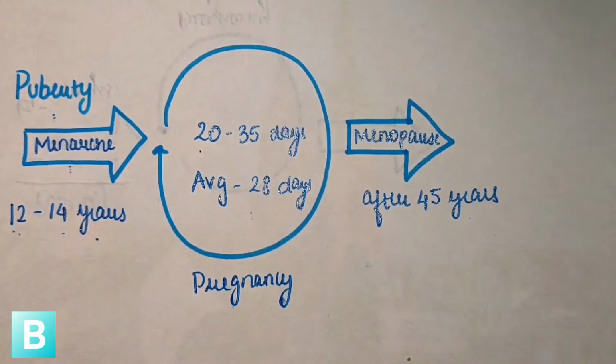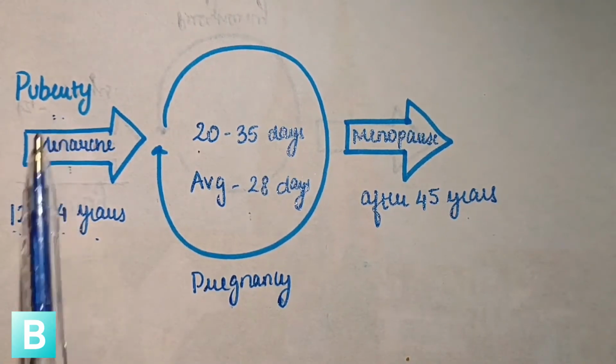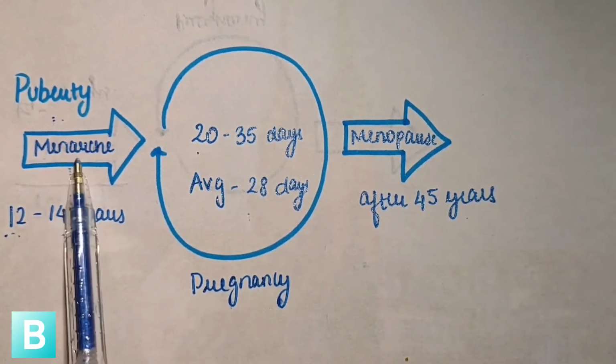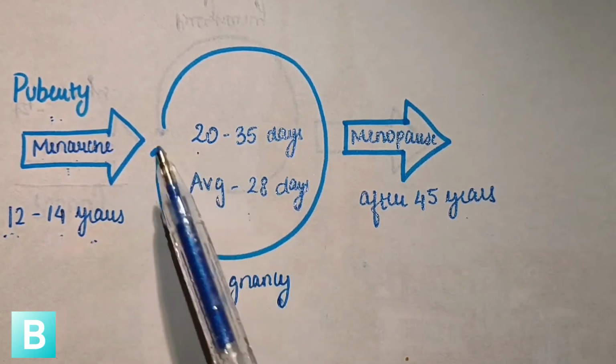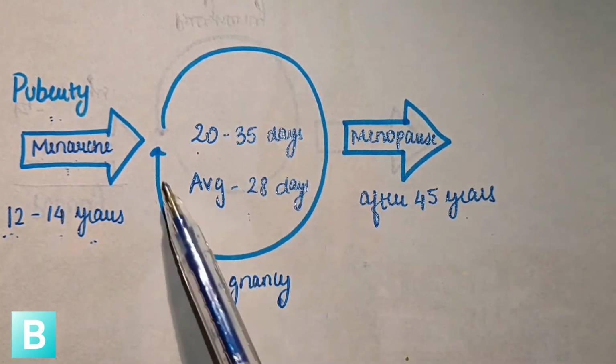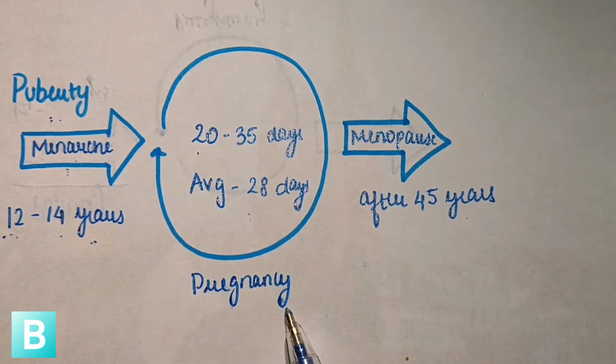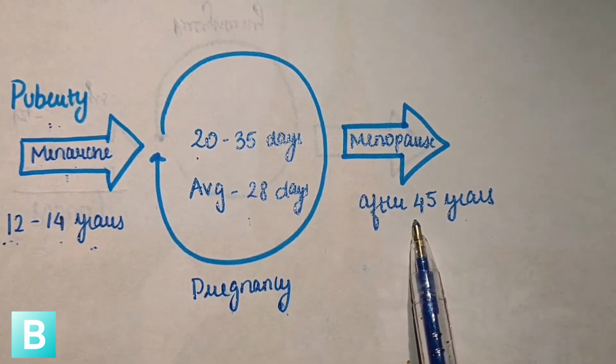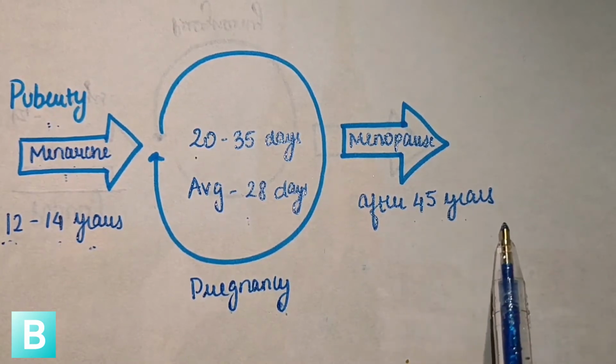We will see when the cycle begins. As the female reaches early adolescence as a part of puberty, that is between the age group of 12 to 14 years, it is referred to as menarche, the onset of the first menstrual period. Following menarche, the cycle reoccurs on a monthly basis, pausing only during pregnancy, until the female reaches menopause, that is after the age group of 45 years. This is when her ovarian function declines.